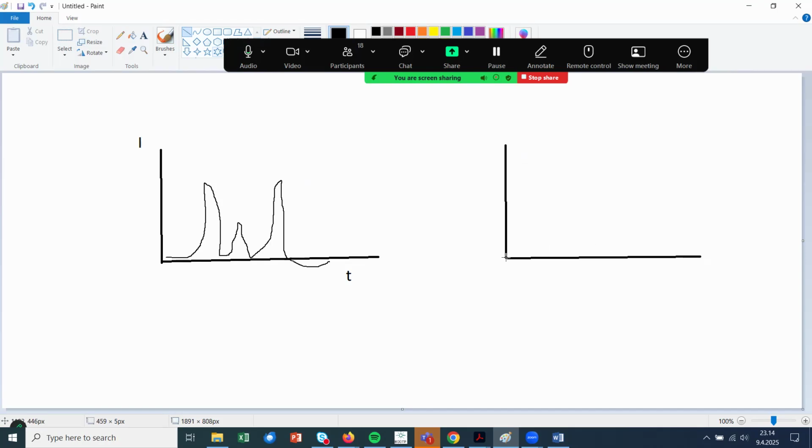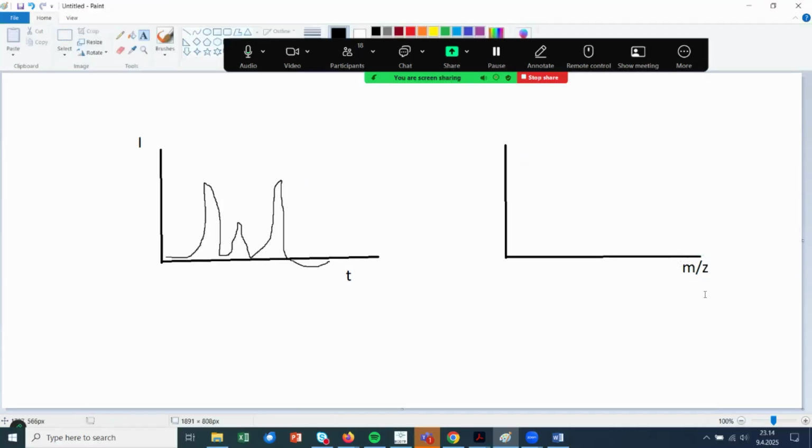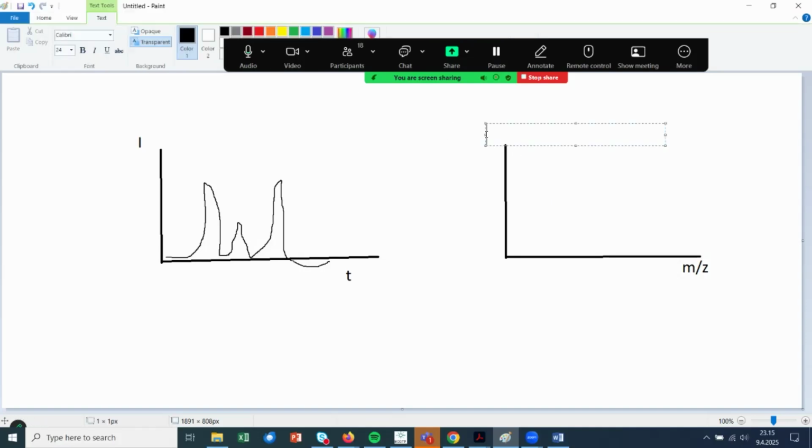Let's draw a mass spectrum here. Now if we have this x-axis here, it's not time, but rather it's m divided by c. And what's that? It's mass divided by charge. And here the y-axis is still the intensity, or the detector response that we get.